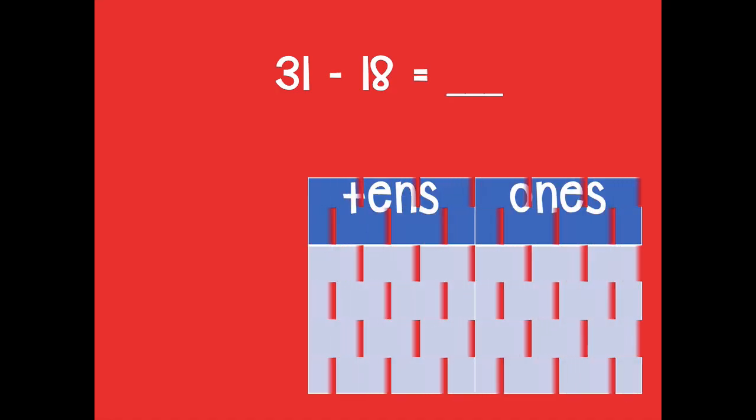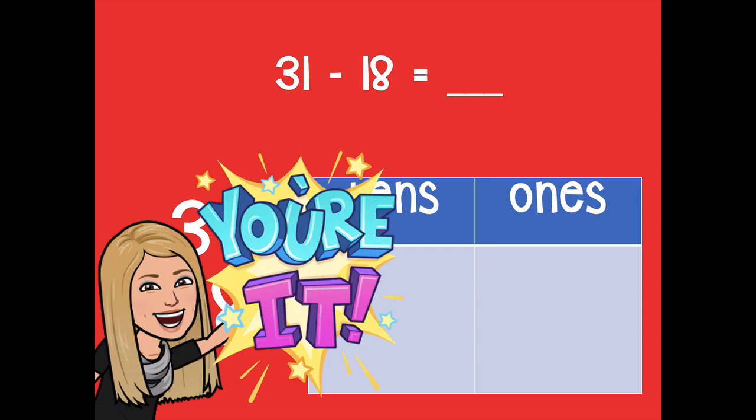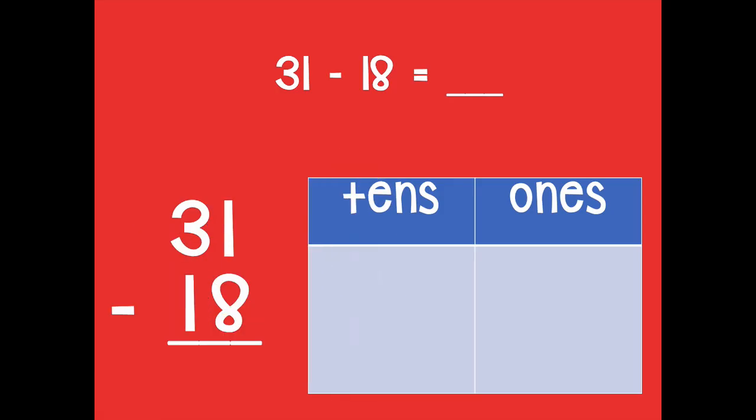All right, here's another one. 31 minus 18. Okay, so I have my place value chart. I wrote it in the vertical form. You guys are going to pause the video, solve this problem, and then click play when you're ready to go over it together. All right, friends, pause if you need more time.